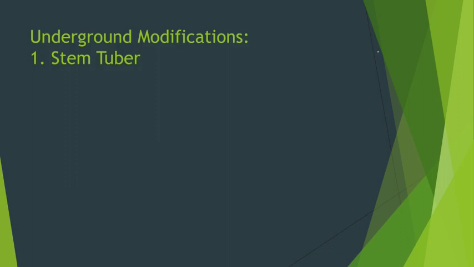Let us start with underground modification. The first modification we will study is the stem tuber. Some plants like potato produce underground stems, and these underground stems are called stolons. The apex of the stolon becomes fleshy because it starts storing food. They do not produce adventitious roots. They have nodes and internodes. The nodes produce axillary buds in the axil of the leaves.